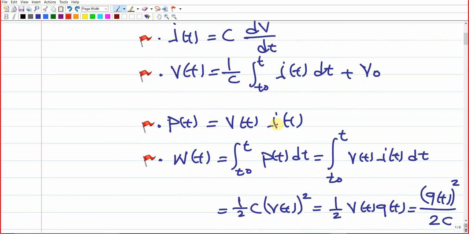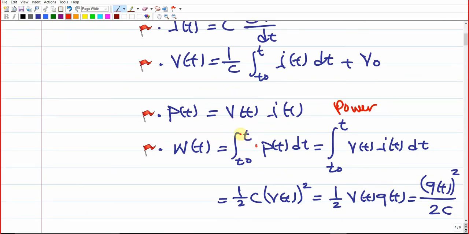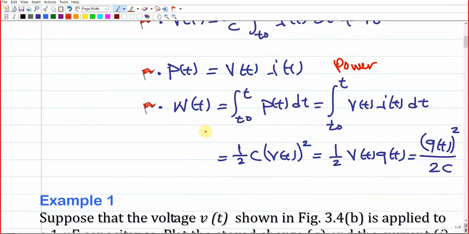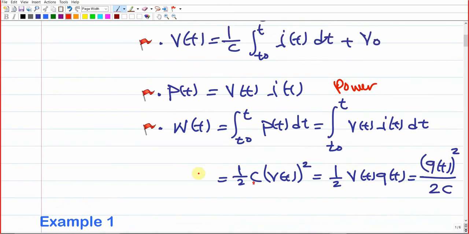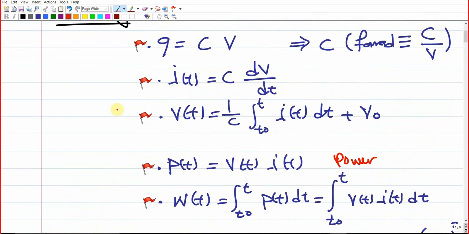P of T stands for the power. This is the electrical power, which should be V of T times I of T, the voltage and the current. And this is the energy, which should be the integration of the power. And the power is already V times I, and we can represent the power in different forms using either C times V squared, or V times Q, or Q squared over 2C. Make sense? So we're going to consider some examples here on how we can switch.